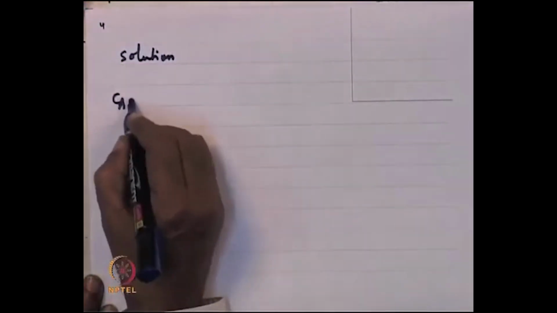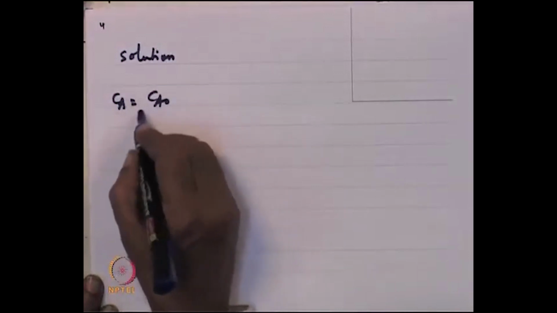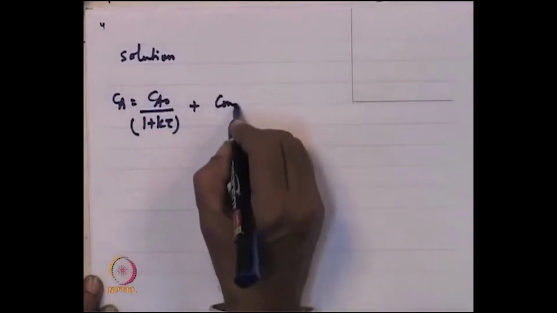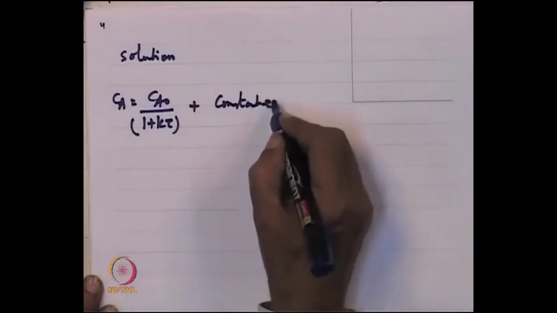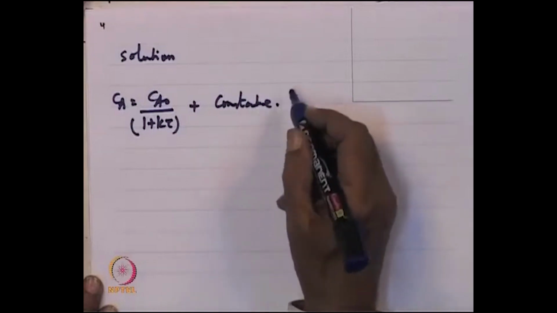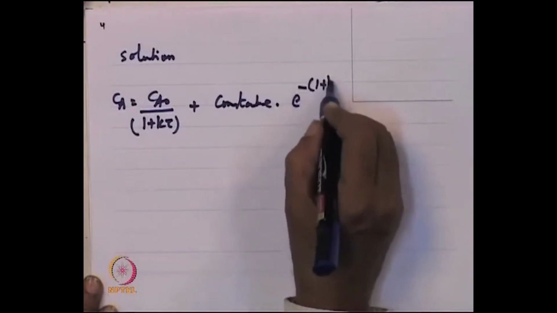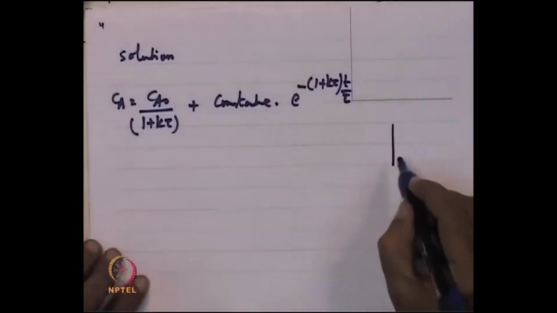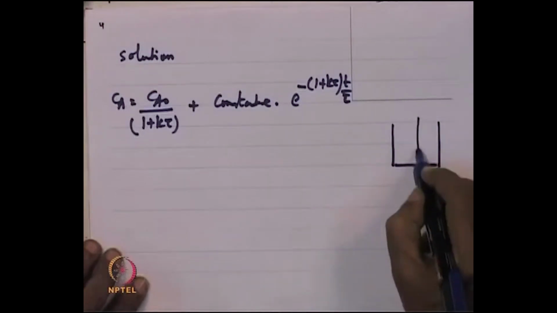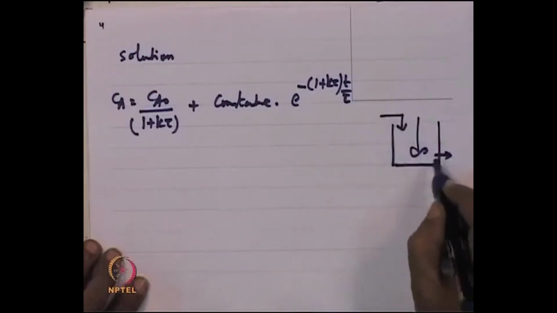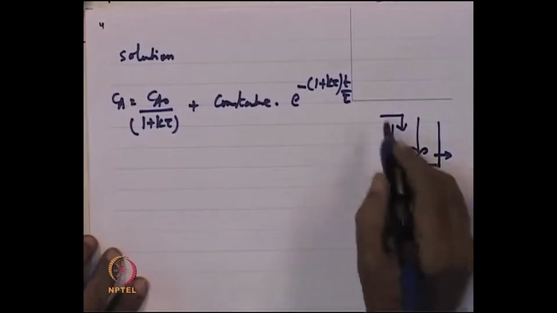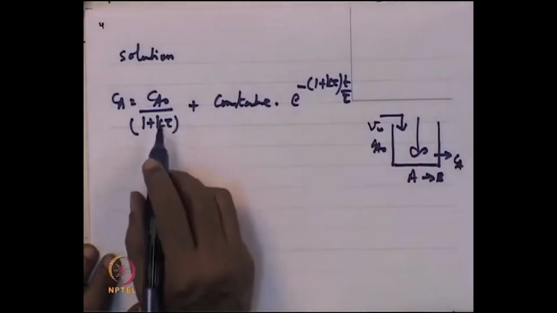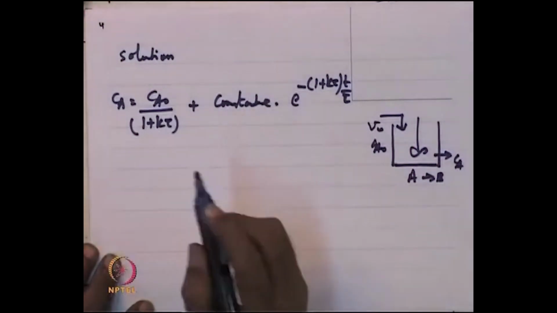The solution is C A equals C A 0 by 1 plus k tau, plus a constant of integration multiplied by e raised to the power of minus 1 plus k tau t by tau. So, let us not forget the physics of the situation. We have a stirred tank, material is coming in and going out, the reaction is taking place, with V naught and C A naught, and C A and so on. This is the solution, and we want to find the constant of integration.